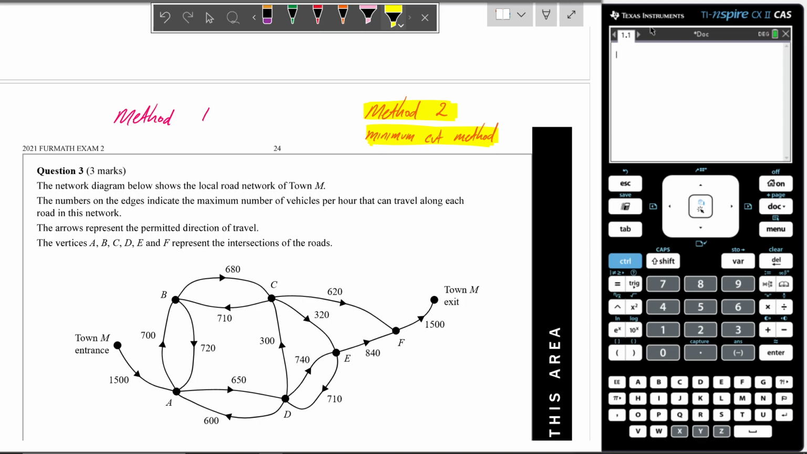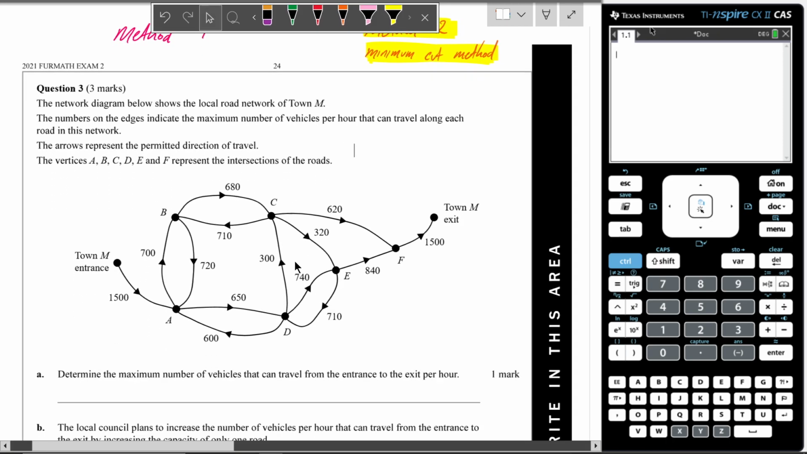And there are some definite advantages to using the minimum cut method. And in some of these questions that we're about to go through, you might even say it's easier. So make sure you stick with me for that. All right, so question 3.